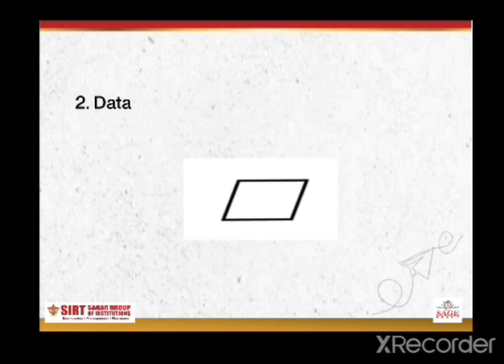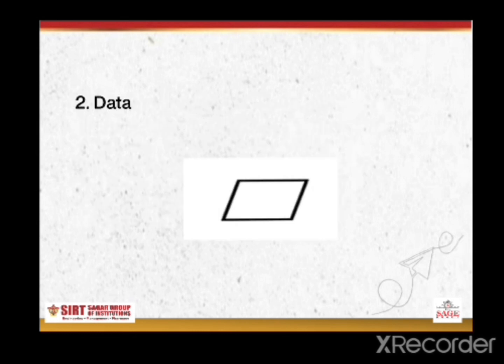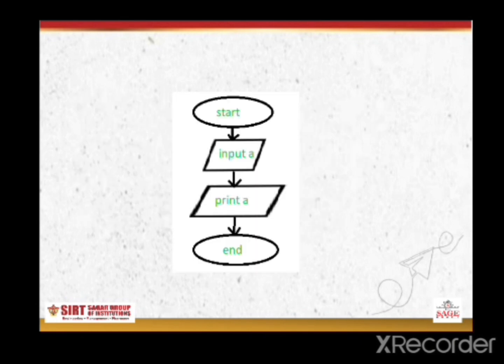Now this is the data. Whenever we want to represent any data, we can use this parallelogram, inside which we can read input and output. So the first one is the oval-like shape, which is used to start and end the process. Next is data: to represent input and output data, we use a parallelogram. For start and end of the process, we use the oval-like shape. For input and output, we use the parallelogram.